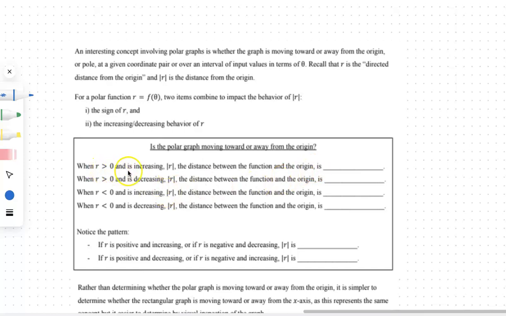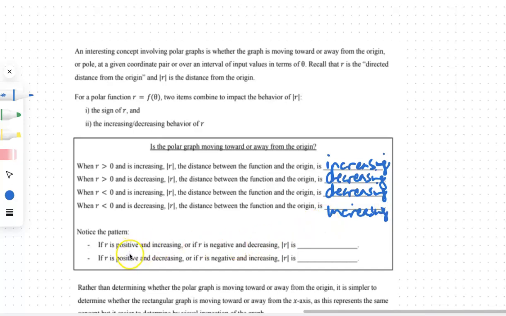So if r is positive and increasing, which means its rate of change is positive, then the distance between the function and the origin, the pole, is increasing because we are the same sign. If r is positive, but its rate of change is negative, so opposite signs, we're going to find that the distance from the pole is decreasing. If r is negative, but increasing, so opposite signs, the distance from the pole is decreasing. And if r is negative and decreasing, the distance is going to be increasing.